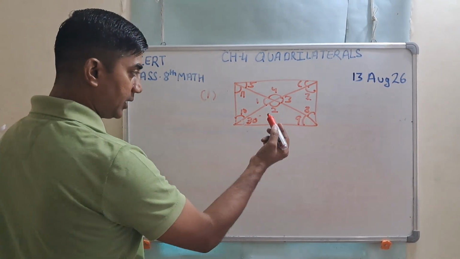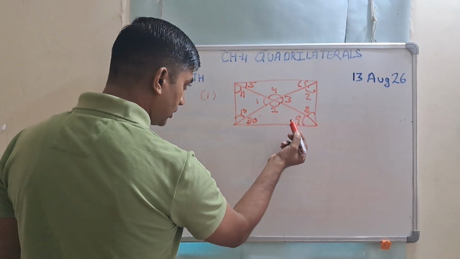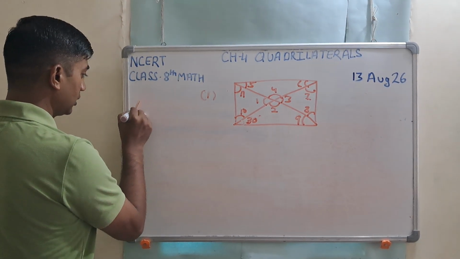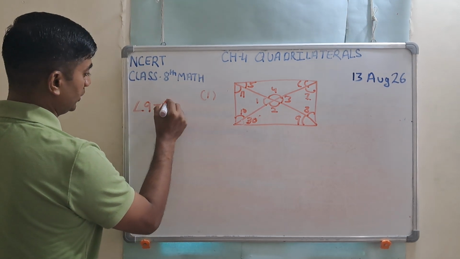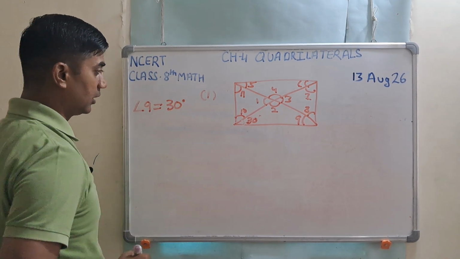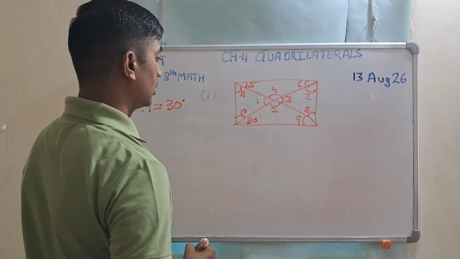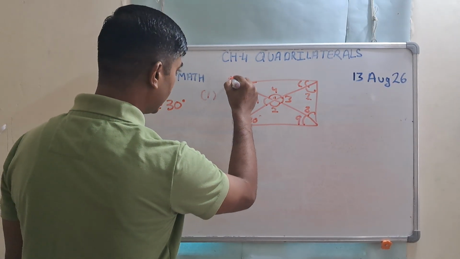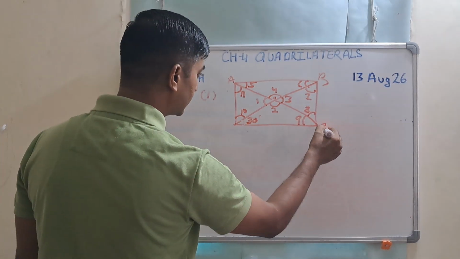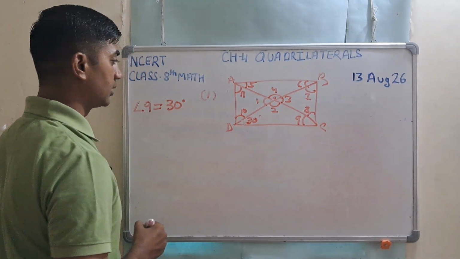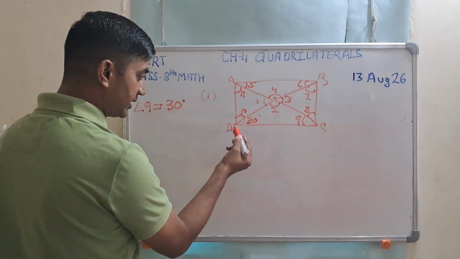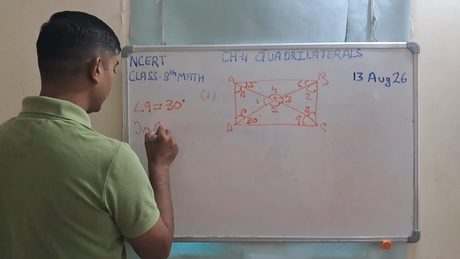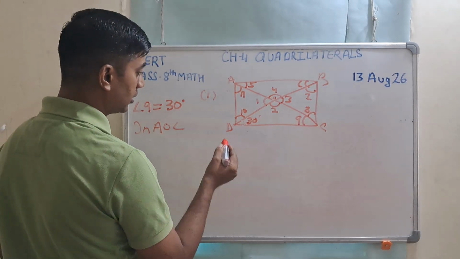First of all, we will find the angle 9. Angle 9 is equal to 30 degrees. How? See, if we mark this point, this is O, this is A, this is B, this is C, this is D. Understood?